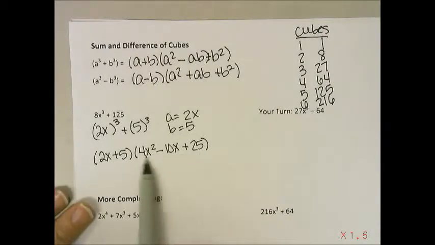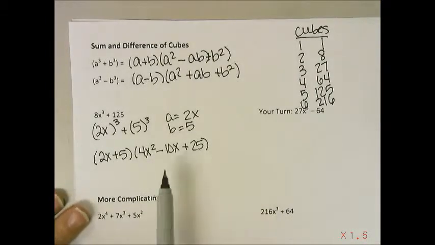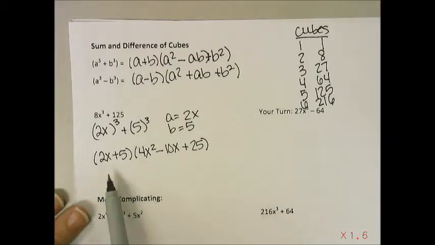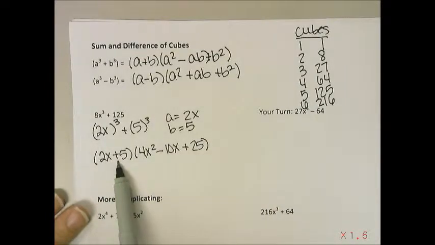This value right here will never be factored. You can never factor this second half. The front may or may not. This right here, 2x plus 5, cannot be factored, so then this is our final equation.